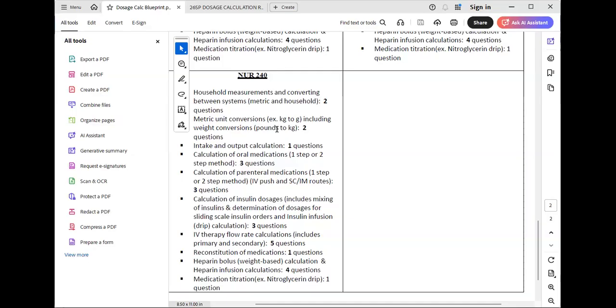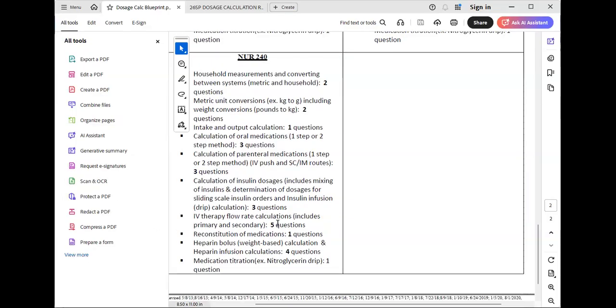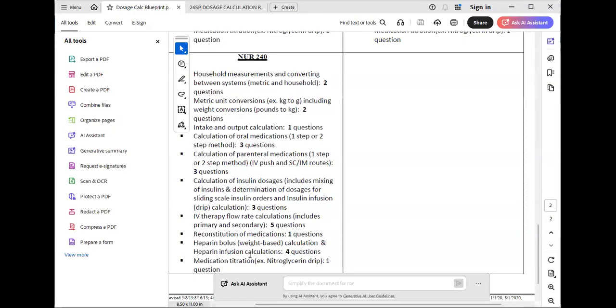You'll do your insulin dosages, including mixing of insulins, reading a sliding scale, doing some insulin infusion questions, meaning calculating or converting units per hour to milliliters per hour. Like we mentioned, the heparin question. The heparin bolus, you'll probably see one question for the heparin weight base, and then maybe two or three questions for the infusion ones, which is just again converting units per hour to milliliters per hour.